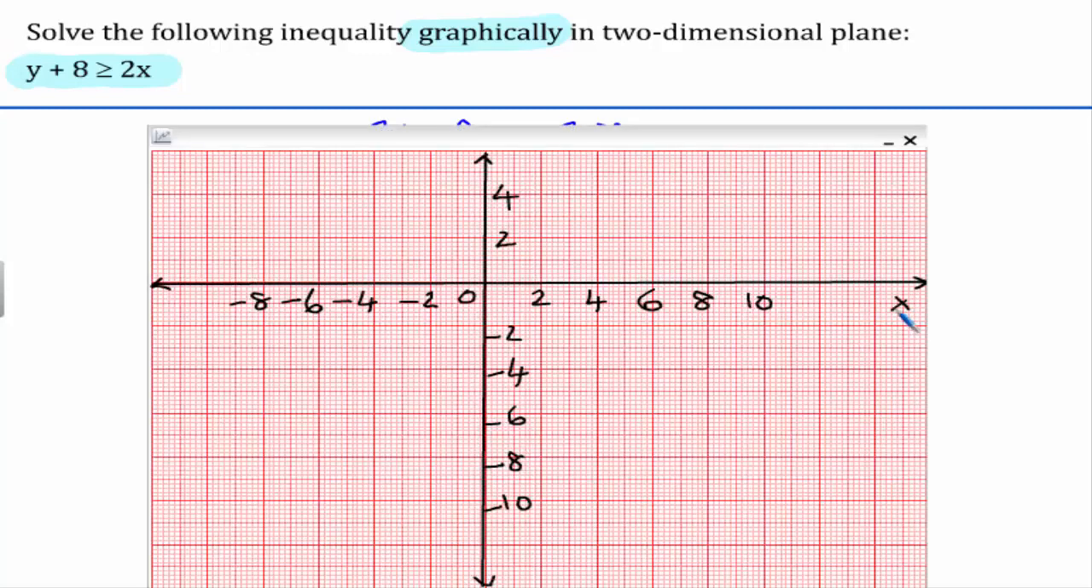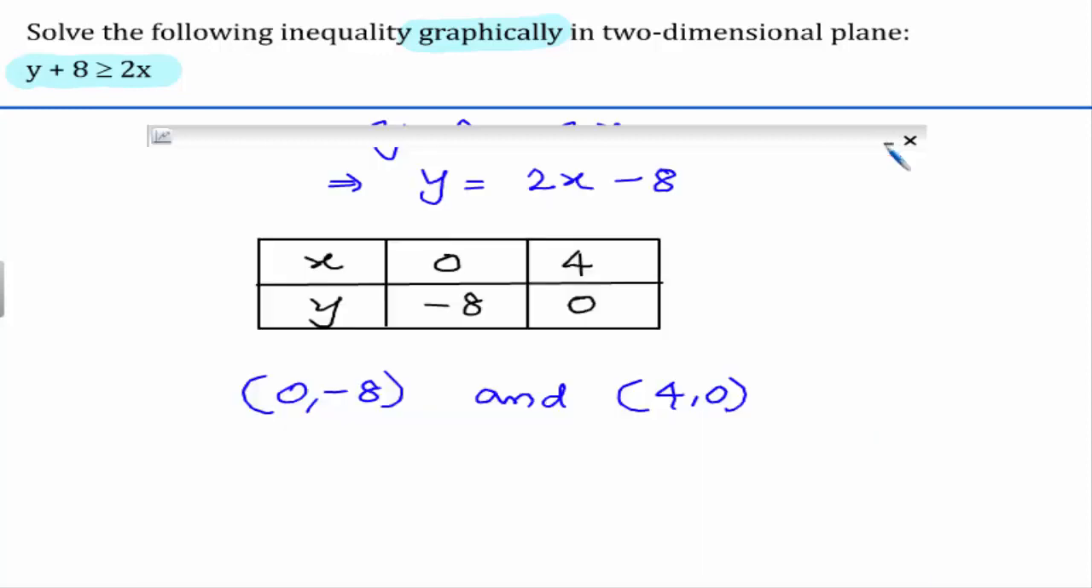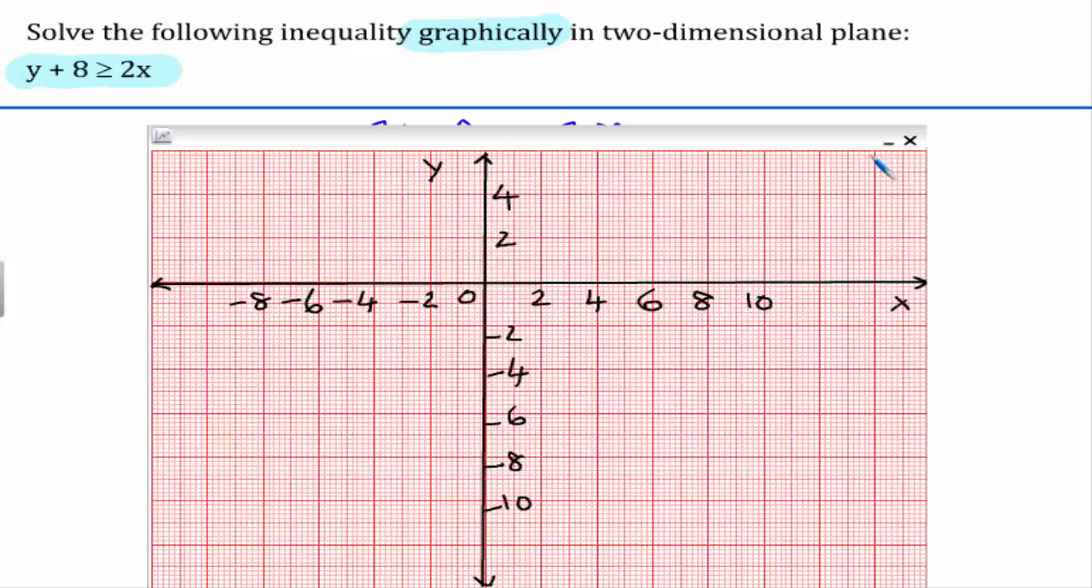Here the x-axis and y-axis. We have taken the scale here for 2 centimeters. Now the points are 0, minus 8. 0, minus 8 will be here. And the next one is 4, 0, which will be here. Now let us join the 2 points. Now the line is dividing the plane into 2 half planes. And the line is not passing through the origin.